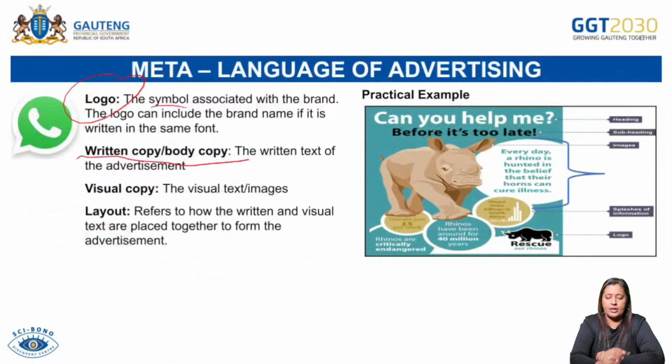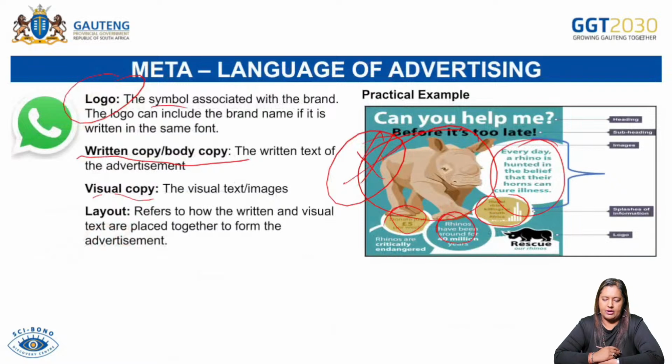Your written copy or your body copy is the written text in the advert. So all of this, for example, would be your body copy, all right? Then the visual copy will be the image that is there, like this one over here, of the rhino. Good. And then the layout refers to how the written or the visual text are placed within that advert. So you would note, for example, here the rhino coming out more at you than the words that are in the smaller boxes over here. All right.